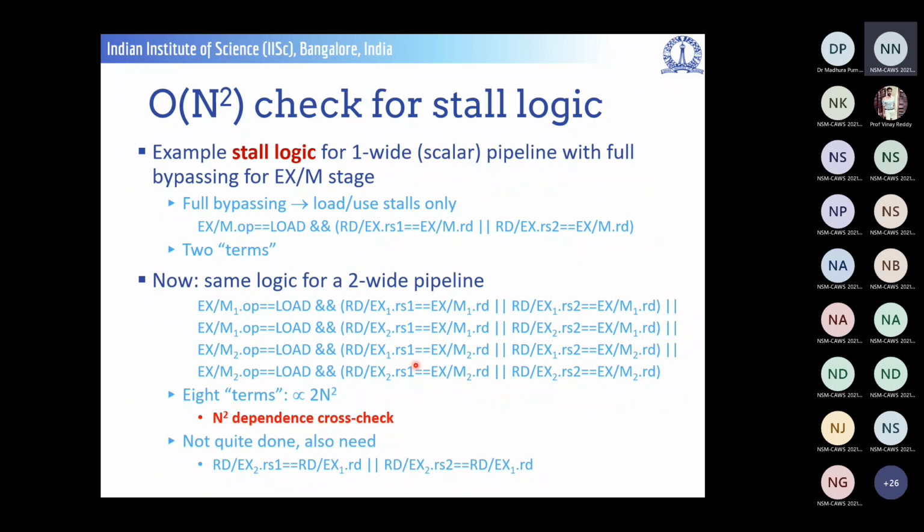And if the width here is 2-way, which means that two such instructions can be in parallel, what happens is the number of comparisons suddenly becomes order of n squared, where n is the superscalar width. Of course, the actual term is 2 times n squared, but that is order of n squared.